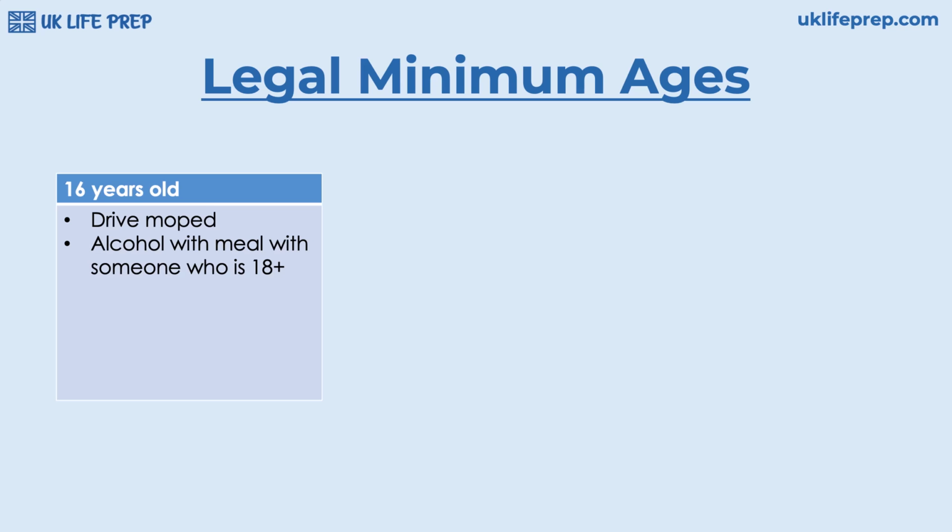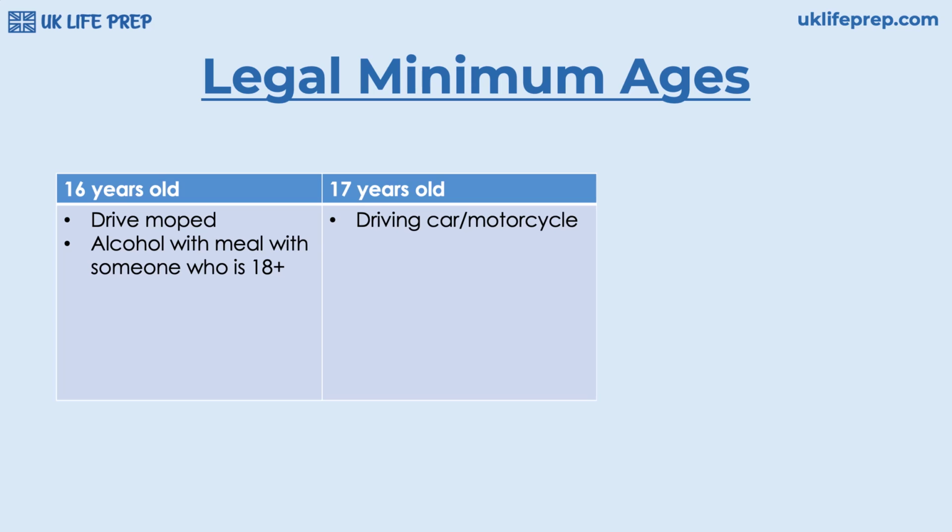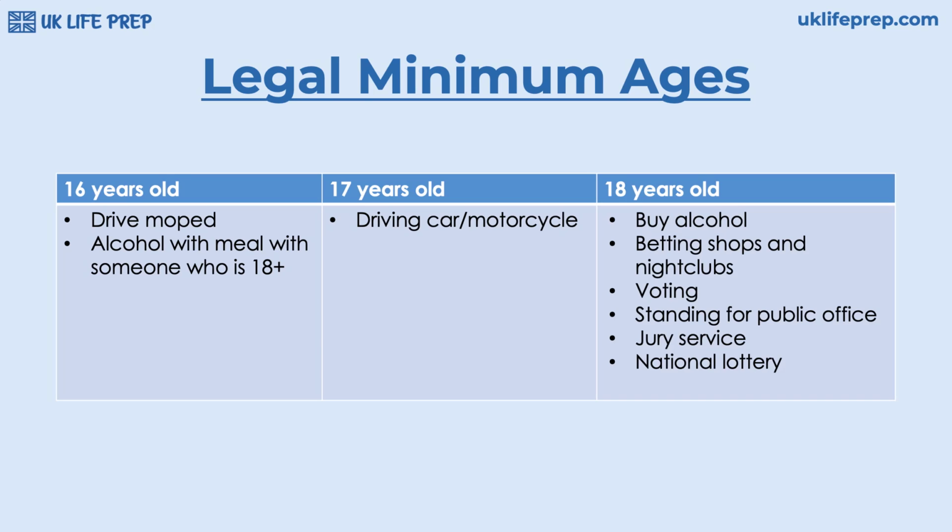For 16-year-olds, they can drive a moped. And they can also drink alcohol with a meal when accompanied by someone who is over 18. 17-year-olds can drive a car or motorcycle. And 18-year-olds can buy alcohol, bet in shops, go to nightclubs, vote, stand for public office, take part in jury service, and take part in the national lottery.